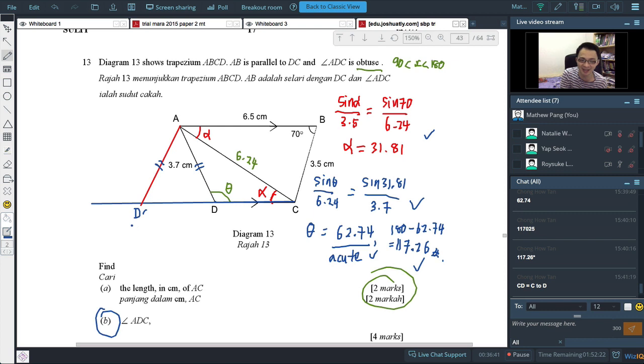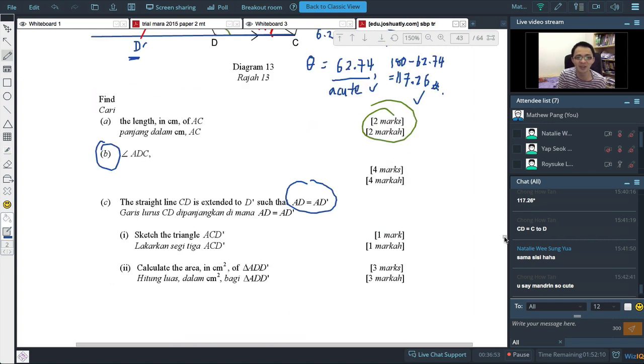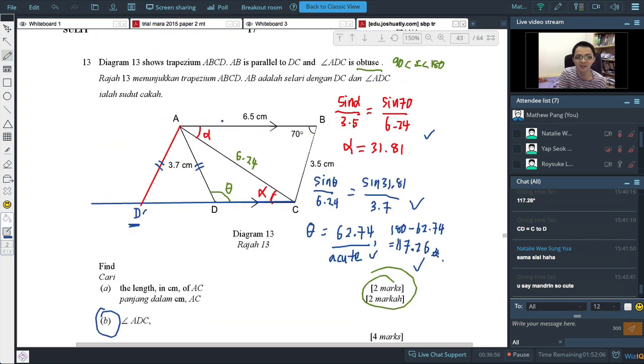Okay, let's continue. So I will need to sketch the new triangle for ACD. So this is my ACD. So this triangle must be a totally different shape. Whenever for this chapter the question asks you to sketch the new triangle, it must be a different shape. Okay, so now I will randomly sketch out this triangle, something like this. Okay, this one might be my new triangle. So for my new triangle here, this is D prime, this is C, this is A.